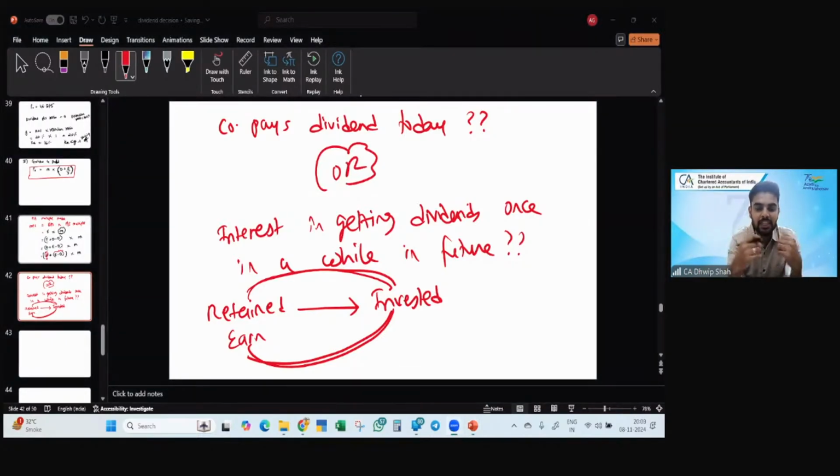Money is coming today, Lakshmi is coming today, are you interested in that? Are you interested in getting the cash flows today, or once in a while in future? See, as a layman, what will a layman think? They would want the dividend to be paid today. Why? Future is very, very uncertain. What if the company does not pay dividend in future? What if the company falls drastically? You don't know what will happen in the future. So most of the businessmen, or most of the investors who have the mindset of businessmen, would want to have cash today. Are you understanding?